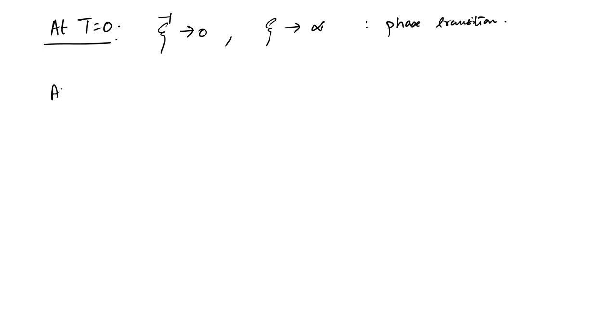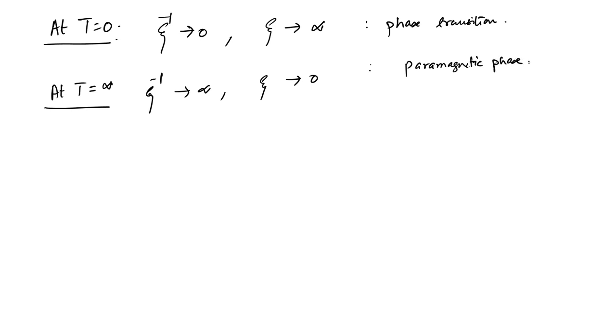At T going to infinity, those are the two familiar limits for us, xi inverse goes to infinity, which means that xi goes to 0, we have a paramagnetic phase. So you can study the phase transition by looking at the behavior of xi. This is often done in many phase transitions. So this concludes the topic of the transfer matrix, and let us now go on to another topic, which is called mean field theory.